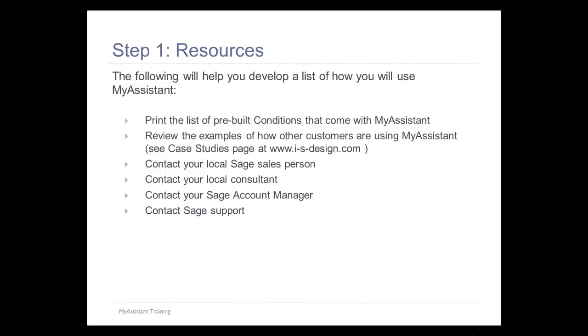You have several resources helping you to develop a list of how MyAssistant will be used. This includes printing the list of what are called pre-built conditions that come with the MyAssistant software. So we have over 300 rules already built into the software, and all you need to do is turn them on. And this is a great place to start because it gives you something that will return data immediately.